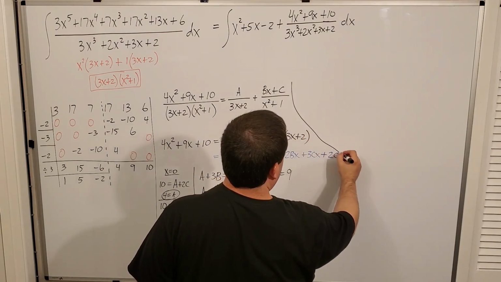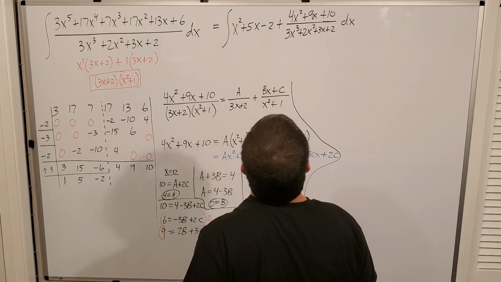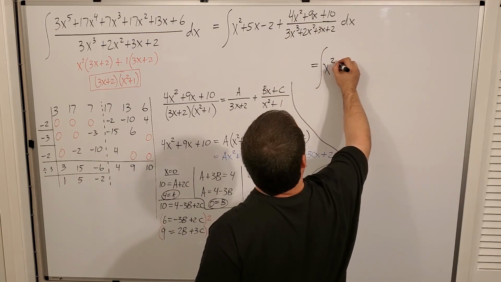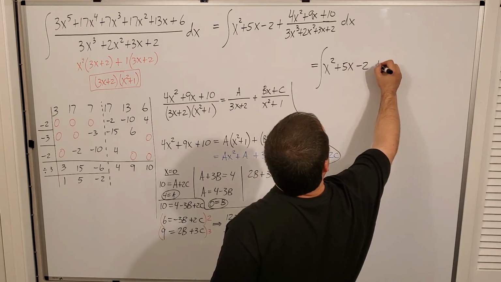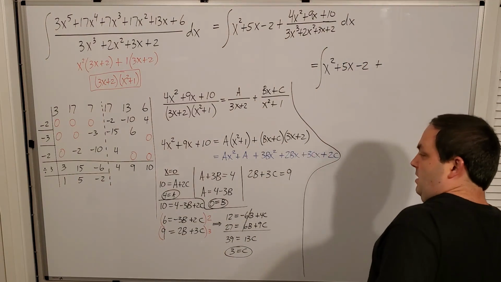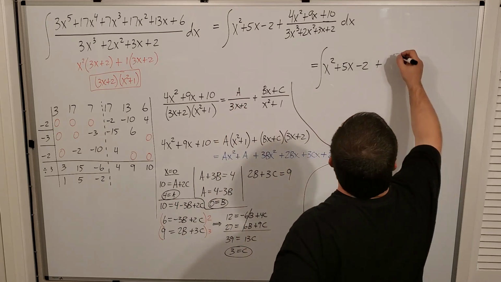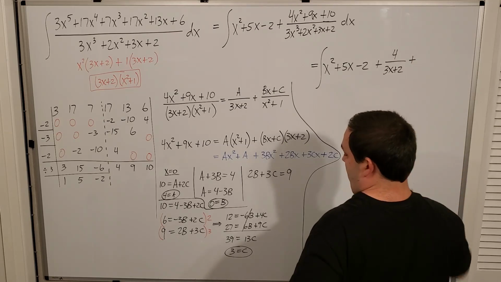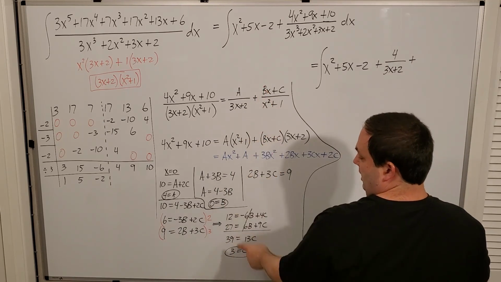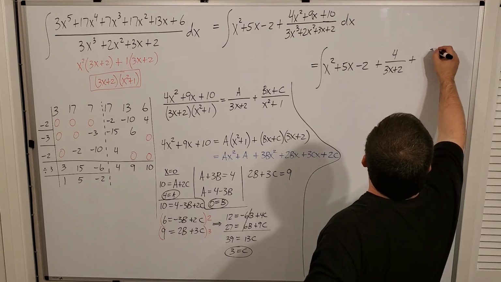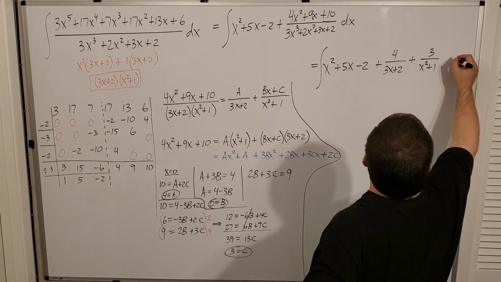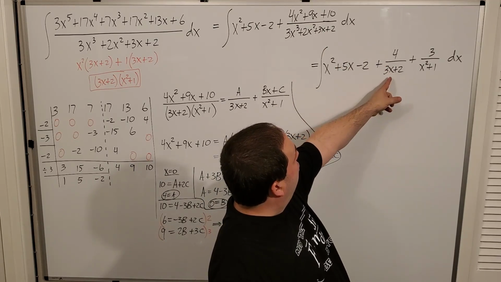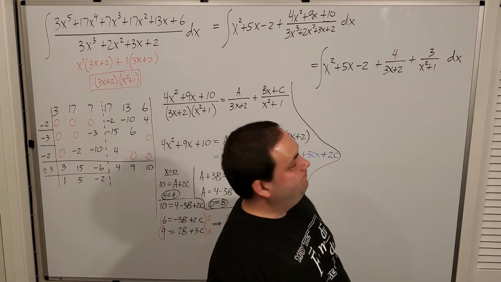Let's separate this out. Okay. My integral has become x squared plus 5x minus 2 plus 4 over 3x plus 2 plus, B is 0 and C is 3, so that's just 3 over x squared plus 1 dx. Power rule, power rule, power rule, logarithm, inverse tangent.